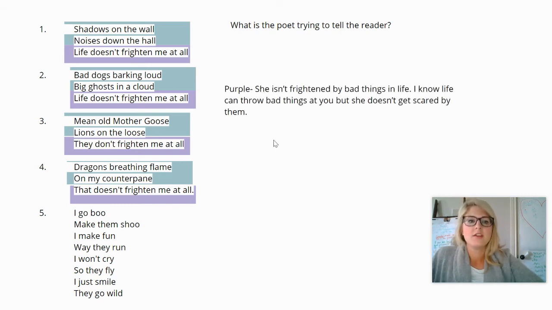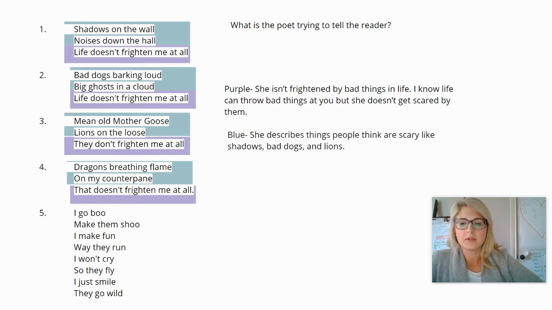All right. So in the purple, the conclusion that I drew is that she's not frightened by bad things in her life. And I know life can throw bad things at you, but she doesn't get scared by them. Now, in the bluish, greenish color, she describes all those things that are scary. Okay, so that's my thinking.